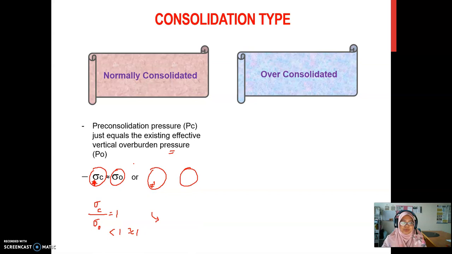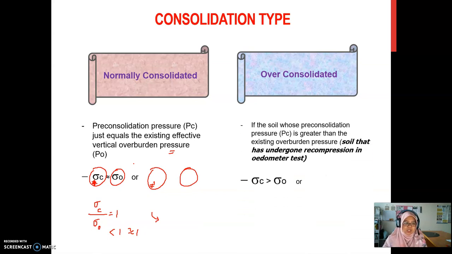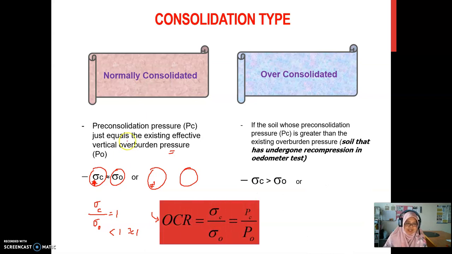Alright, we have two types, which I mentioned just now: normally consolidated and over consolidated. If the P sub C, the pre-consolidation pressure or stress, is equal to the current effective overburden pressure P naught, then it is a normally consolidated NC soil. Where do we define the P naught? Later I will show you. Versus if it is much bigger, then it is an over consolidated clay, OC.